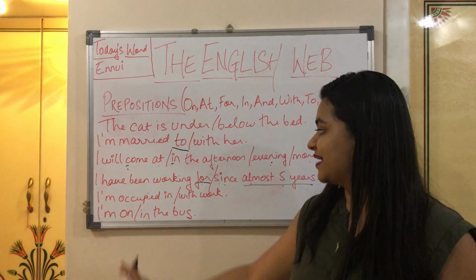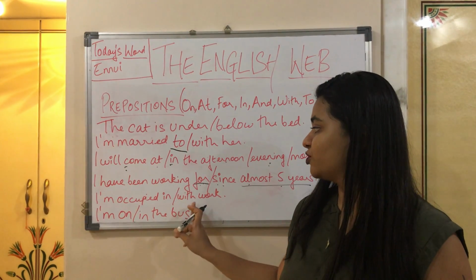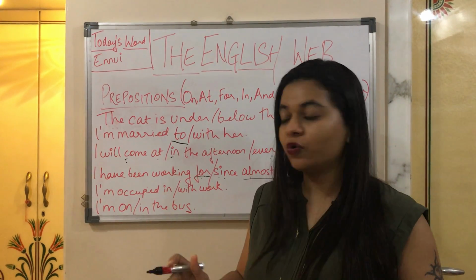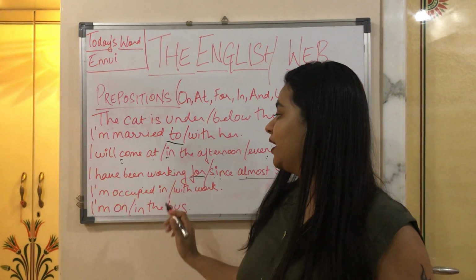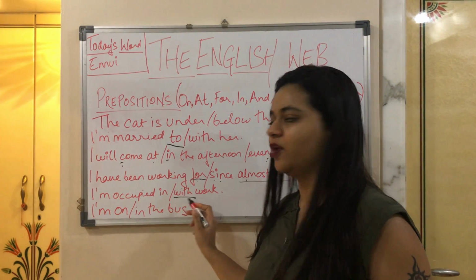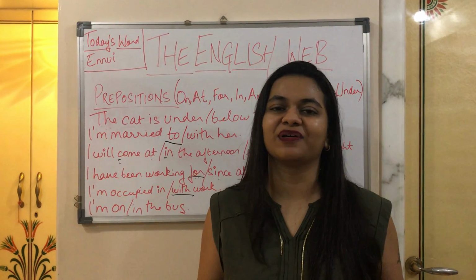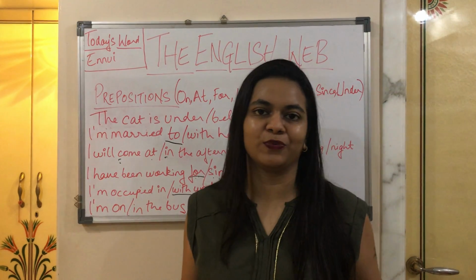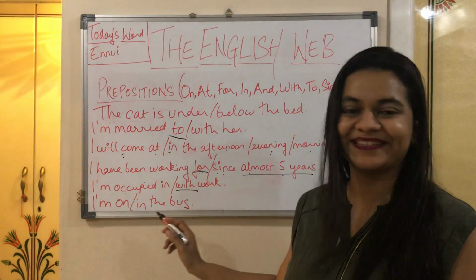So please understand what you are using in the other half of the sentence and accordingly use the preposition. The other sentence is I am occupied in / with work. Again, you have to understand you can only use with and not in. You can never be occupied in work. You are always occupied with work or preoccupied with work. So I hope that is clear.